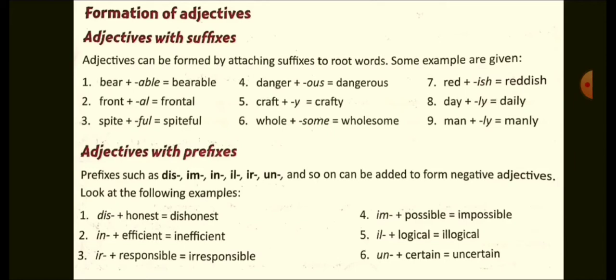Now adjectives can be formed by adding prefixes. Prefixes such as dis, im, in, il, ir, un, and so on can be added to form negative adjectives. So what are prefixes? Prefix is a group of letters placed before the root of a word. So dis plus honest, so dishonest. In plus efficient is inefficient. Ir plus responsible, that is irresponsible. Im is a prefix used with possible, so impossible. Il is also the prefix which is used with logical, so illogical. Un is a prefix when used with certain, it becomes uncertain.